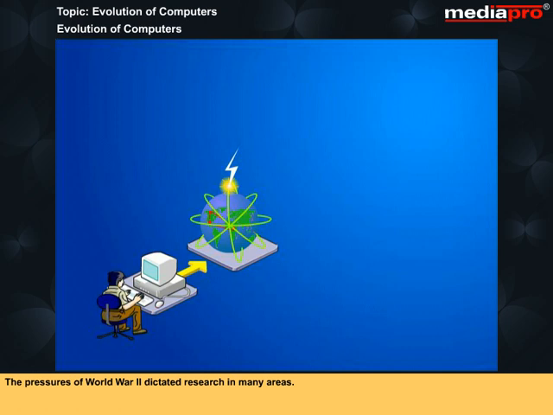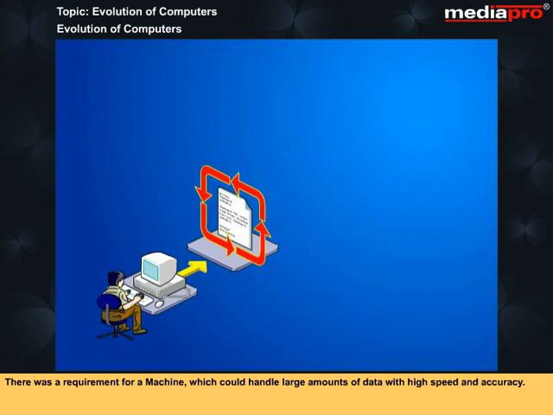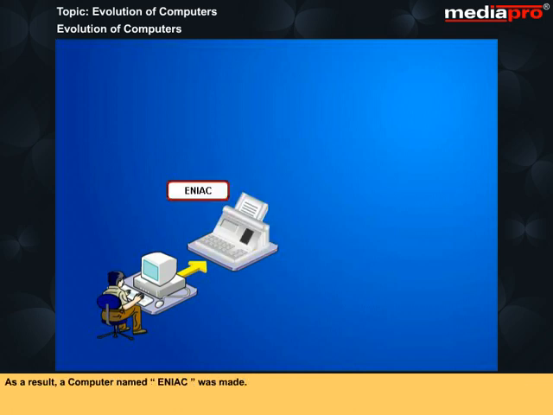The pressures of World War II dictated research in many areas. There was a requirement for a machine which would handle large amounts of data with high speed and accuracy. As a result, a computer named ENIAC was made. The original objective for inventing this computer was to create a fast calculating machine.